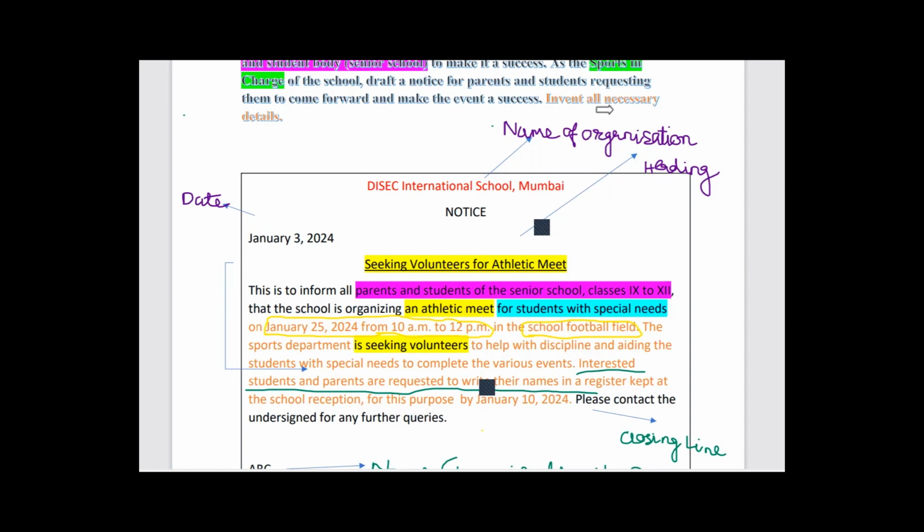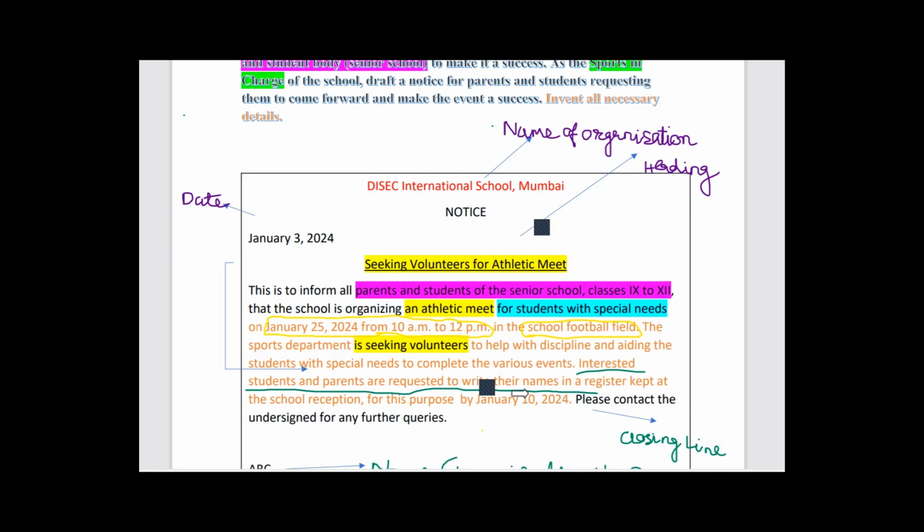Remember this key phrase, invent all necessary details. So why are you seeking volunteers? To help with discipline, aiding the students to complete the various events. Now, you need to invite applications. So how have you invited them? You are inviting them to write their names in a register kept at the school reception. And how long will it be kept? It will be kept till January 10, 2024.